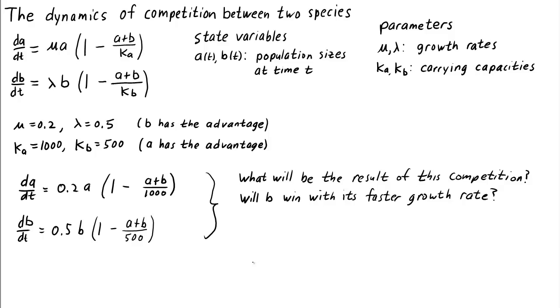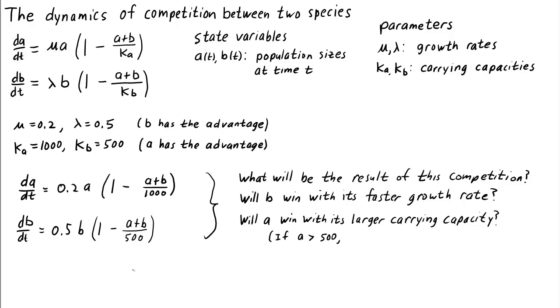Will B win out with its faster growth rate? Will it be able to grow so fast that A won't stand a chance? Or will A win out with its larger carrying capacity? Since it seems A can get larger than B, maybe that will be enough so that it can stifle the competition. After all, what happens if A gets larger than 500, the carrying capacity for B? Then A is eating up more than the total of B's carrying capacity. So it seems it might push B to 0 in that case.